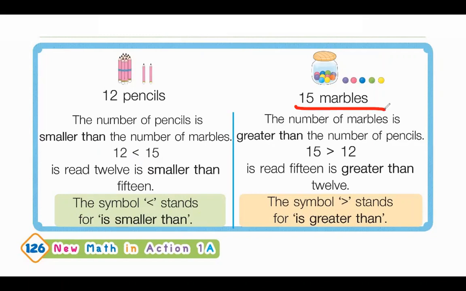Next, 15 marbles. The number of marbles is greater than the number of pencils. So 15 is greater than 12. Now, what is this symbol? It is read 15 is greater than 12. That symbol stands for is greater than. Again, that symbol is called is greater than. This symbol is called is smaller than.